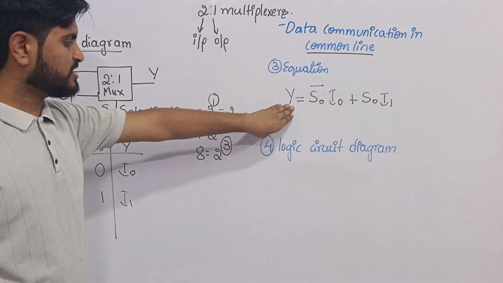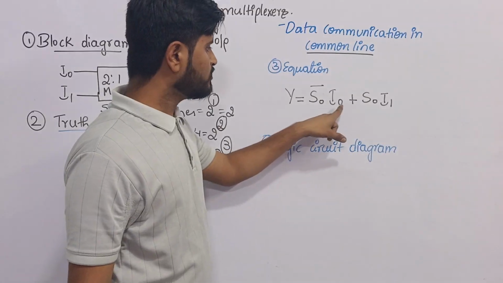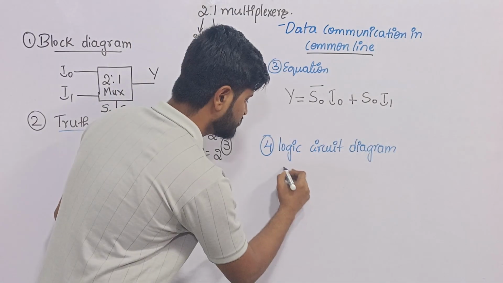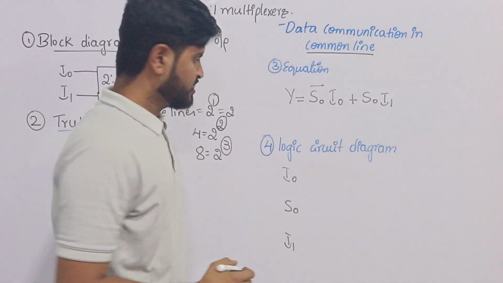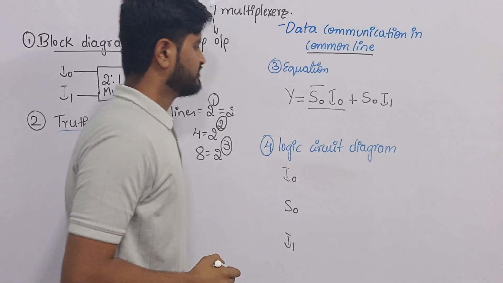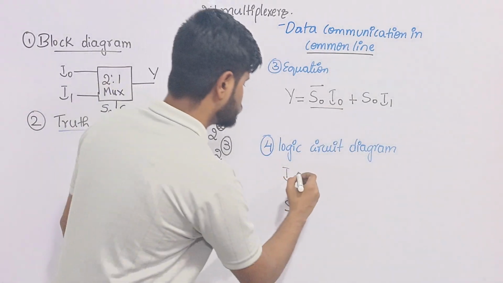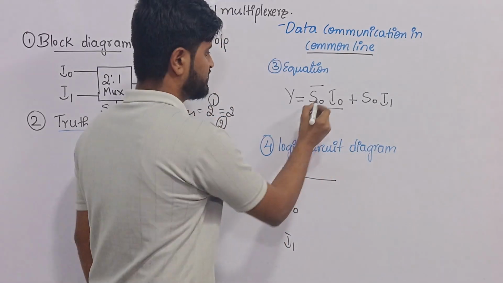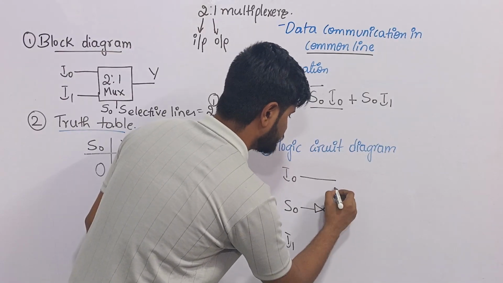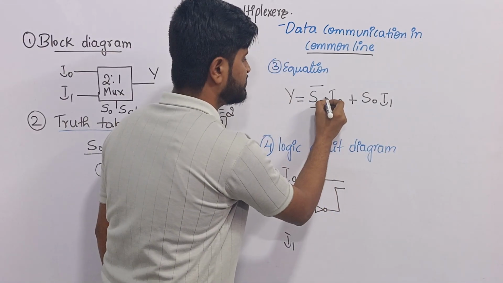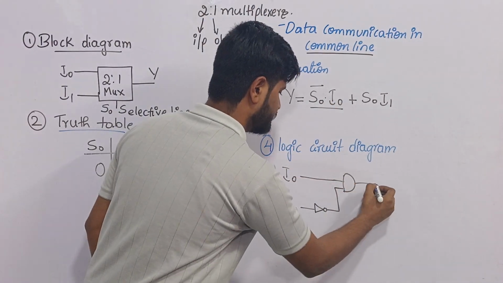Now using this equation, let's write the logic circuit diagram. I have S0, I0, I1. This is I0, this is I1, this is S0. Now first let's design S0 bar I0. I0 will be taken straight. S0 bar means you add a NOT gate in front of S0. So S0 bar and I0 go through an AND gate.